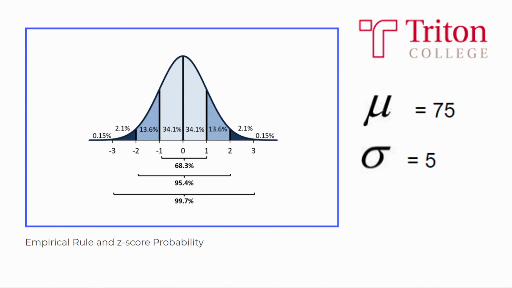Now, using the empirical rule, which I'm assuming you already know, we can make some assumptions about our test scores. Now, if our test scores are evenly distributed, we have the following. The empirical rule tells us that 68.3% of our results are going to be within 1 standard deviation of the mean. 95.4% of our observations are going to be within 2 standard deviations of our mean, and 99.7% of our observations are going to be within 3 standard deviations of our mean.